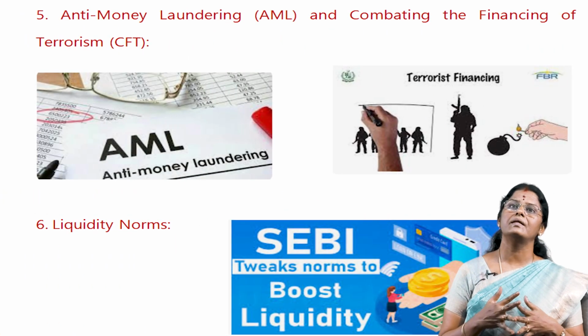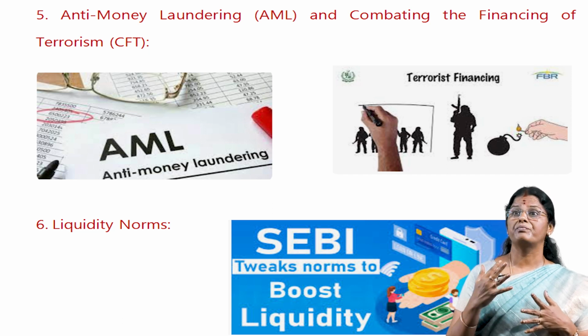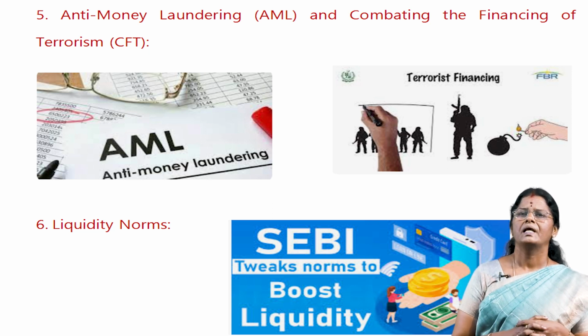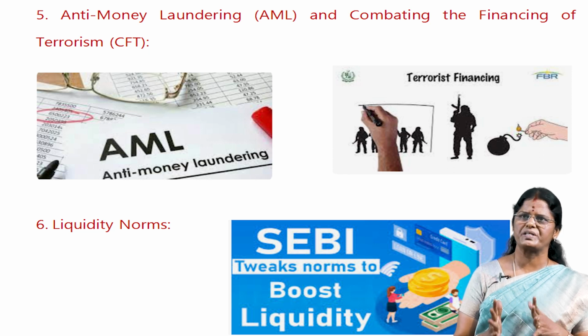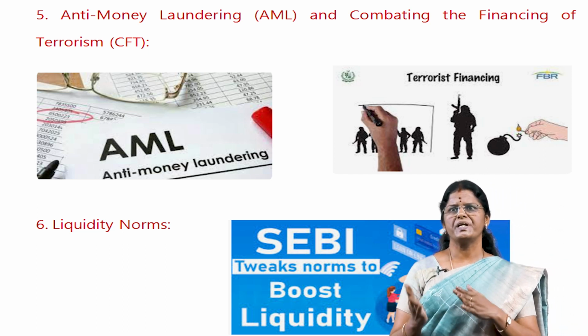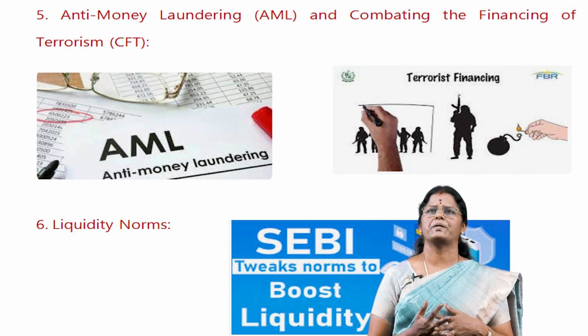Next one, anti-money laundering and financing of terrorism. The banks are required to establish frameworks, implement customer due diligence measures, report suspicious transactions, and maintain records as per regulatory requirements.